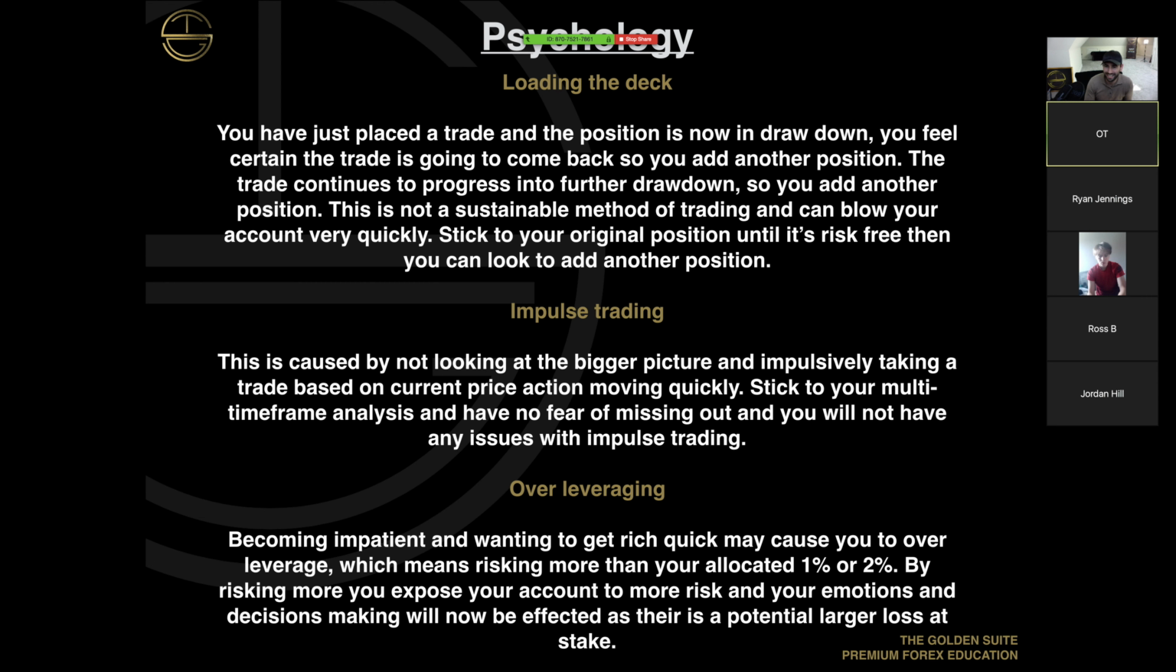Impulse trading is the next trait. Now, this is caused by not looking at the bigger picture and impulsively taking a trade based on current price action moving quickly. So stick to your multi-time frame analysis and have no fear of missing out, and you will not have any issues of impulse trading. An easy way to neutralize that is to wait for the candle to close.